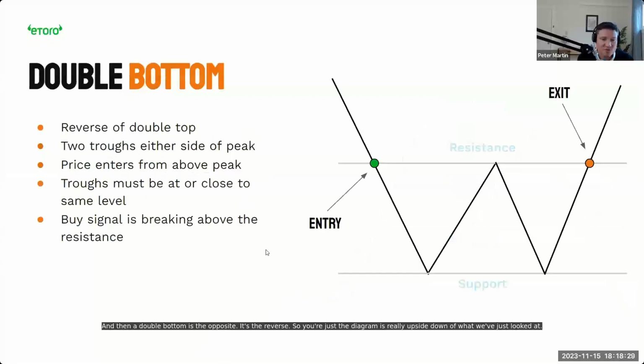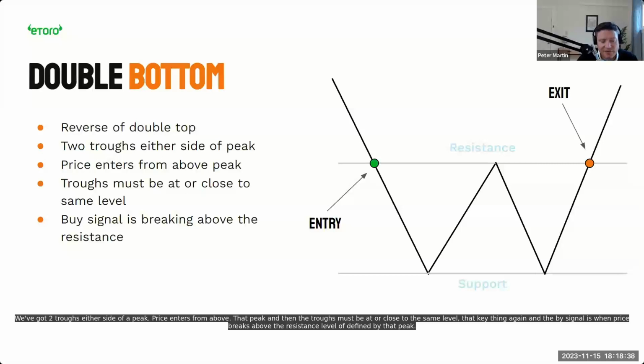And then a double bottom is the opposite. It's the reverse, so the diagram is really upside down of what we've just looked at. We've got two troughs either side of a peak. Price enters from above that peak, and the troughs must be at or close to the same level, that key thing again. And the buy signal is when price breaks above the resistance level defined by that peak.